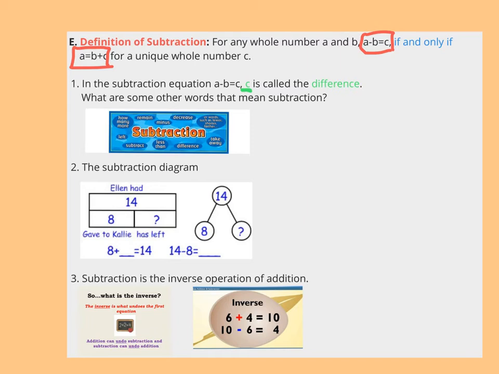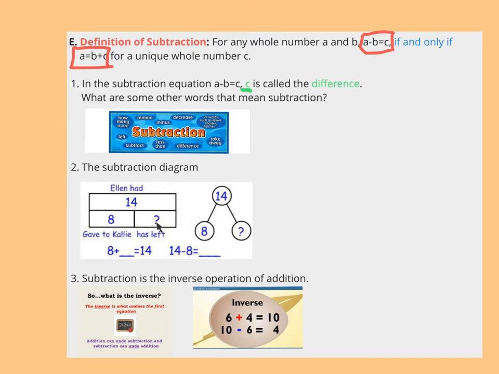In the early grades, subtraction is introduced to students in the form of a diagram. So here we have a diagram with information. We have Ellen had 14, so that was her total, her whole, and she gave Callie 8, and we want to know how much she has left. So she has 14, she gave away 8, how much does she have left? In this format, we can link this up to addition. 8 plus how much is going to give me 14, and then write it as that subtraction. So the subtraction diagram allows students to link it up to addition.